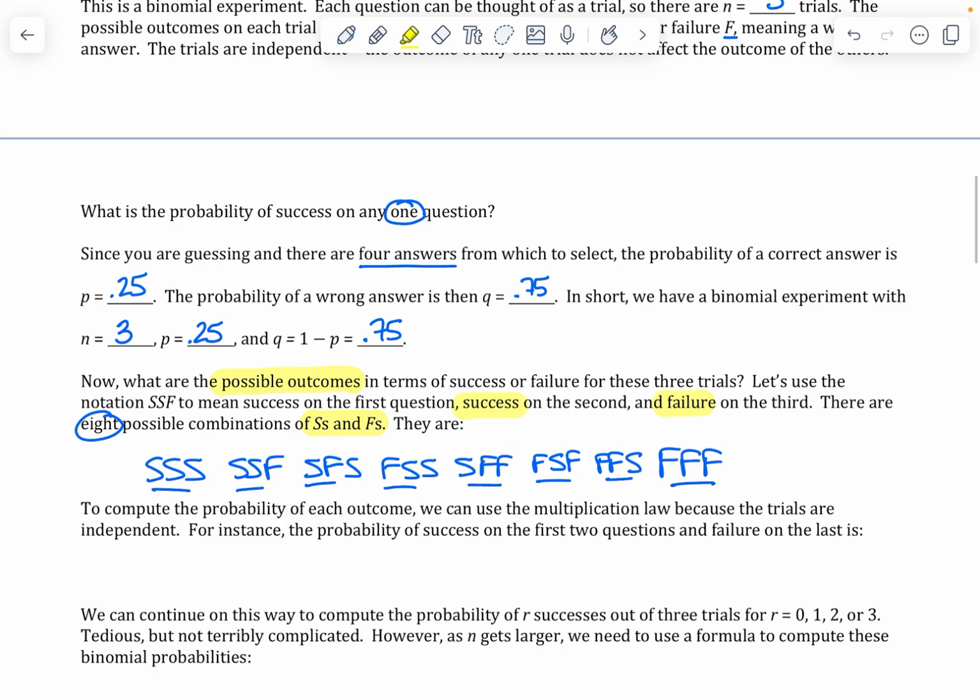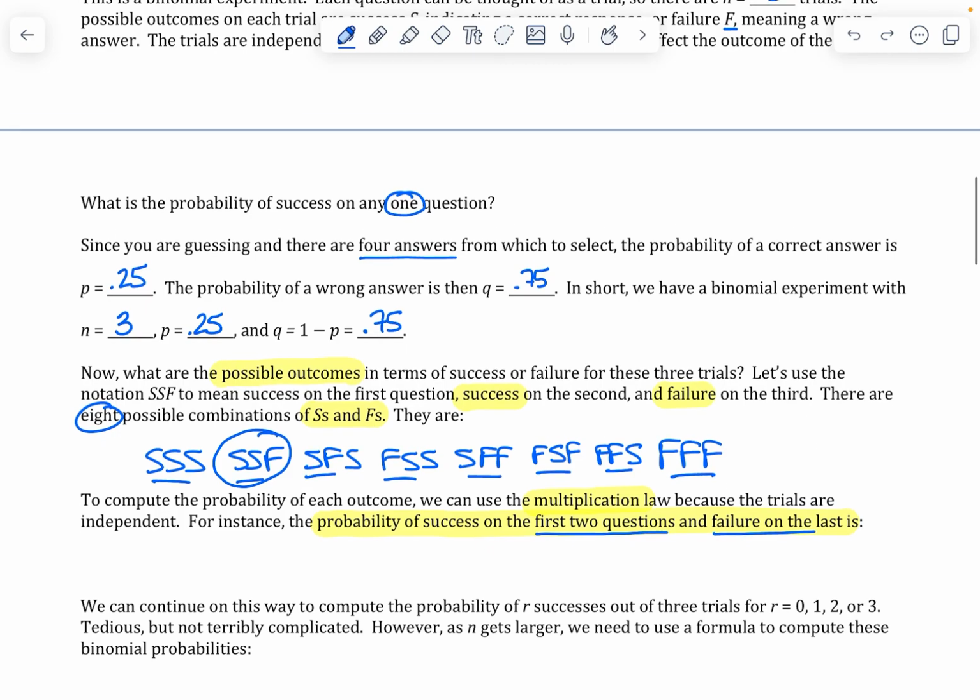And we use the thing we did in chapter 4, the multiplication rule, because they're independent. So specifically, if you want the probability of success on the first 2 questions and a failure on the last, well, that's going to be this specific outcome: first 2 questions right and the third one wrong. Now, it's not 1 out of 8. They're not equally likely to happen. If this was equally likely, the answer would just be 1 out of 8. But we know that the probability of success is only 25%, not 50%. So we can't just say 1 out of 8 because they're equally likely. We have to figure out them individually.